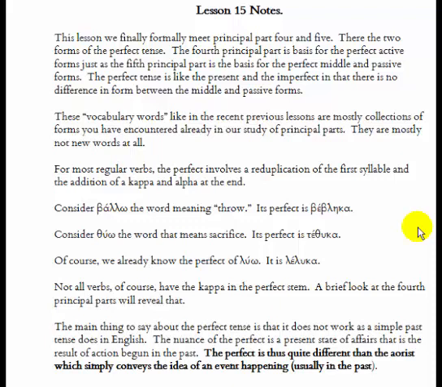So we've already seen that certain tenses have that feature where the middle and the passive are ambiguous. Present tense was like that. The imperfect tense was like that. Now, the future tense is not like that. The future tense has distinctive middle and passive forms. The aorist tense also, as we will see, has distinctive middle and passive forms. But for the present, the imperfect, and the perfect, the middle and passive are the same. In the case of the perfect, it's found in the fifth principal part.